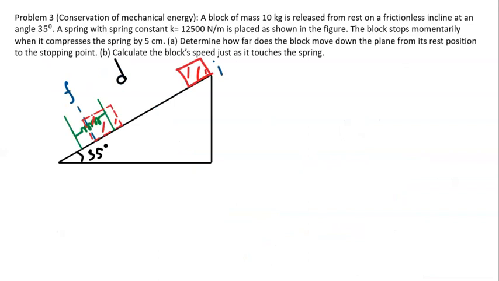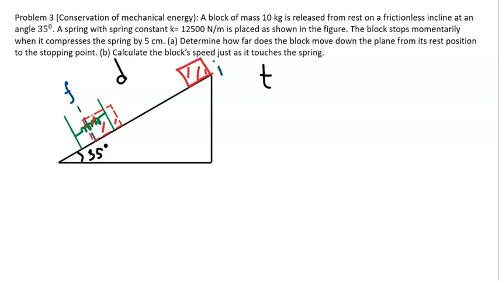So, another problem on conservation of mechanical energy. A block of mass 10 kilograms, as shown in the diagram, is released from rest on a frictionless incline at an angle of 35 degrees. The spring constant of this spring is 12,500 newtons per meter. So this block slides all the way down, and then it will hit the spring and compress the spring up until the final point. At the final point, it will stop momentarily when the compression of the spring is 5 centimeters. So how far does the block move from the rest position I to the final position F? That means, what is d?